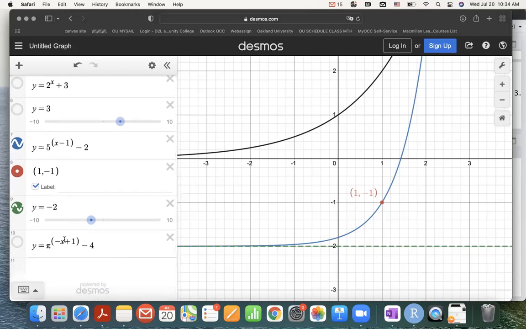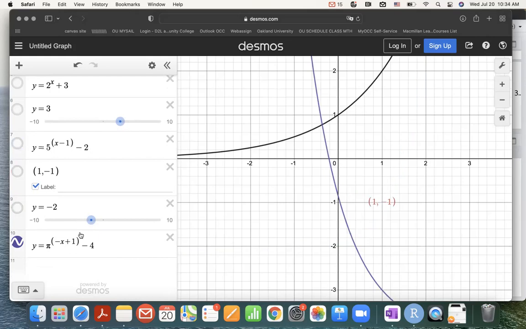Okay, so the last one, if you look at the lecture notes, I have y equals pi to the negative x plus 1, minus 4. Well, this graph is kind of wild, right? But if you think about it, pi is what? Pi is 3.1415. So it's just a number, and that number is bigger than 1. So I know it's exponential growth. Now, the negative x plus 1, this one is a little bit complicated.